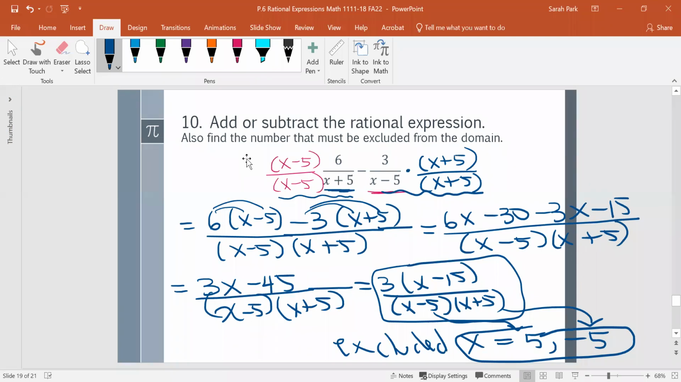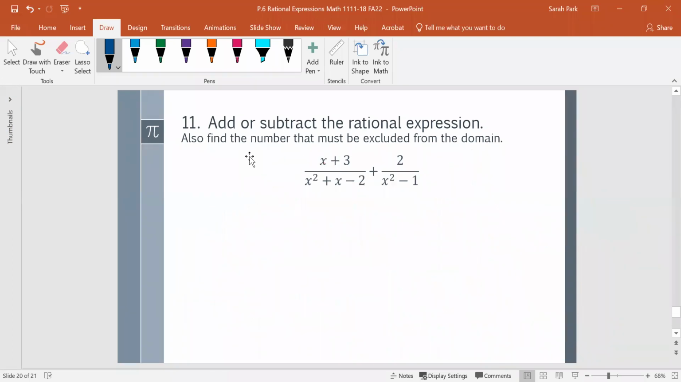Okay, let's take a look at the next problem, adding, this time adding two rational expressions, x plus 3 over x squared plus x minus 2 plus 2 over x squared minus 1. Again, these have different denominators. But before we know what to multiply, we've got to factor. So let's factor first. So x squared plus x minus 2 factors as x plus 2, x minus 1.